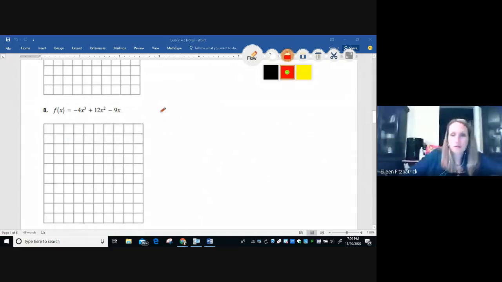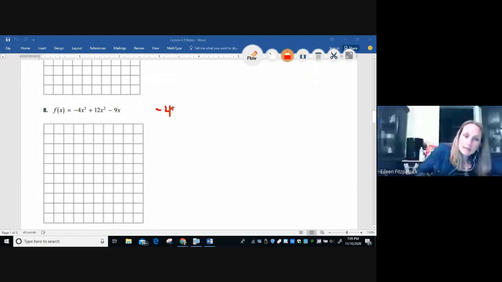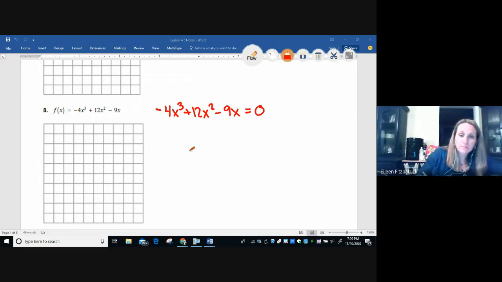All right, so I'm going to set it equal to 0: -4x cubed plus 12x squared minus 9x is equal to 0. I'm going to look for a GCF to start. There is a GCF of an x, and I'm actually going to factor out a negative x because, again, I don't like to have a lead coefficient that's negative. So when I factor out a negative x, I'm left with a positive 4x squared, a negative 12x, and a positive 9.